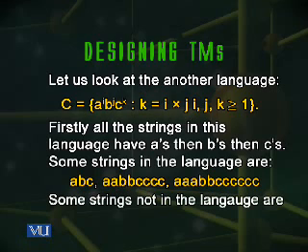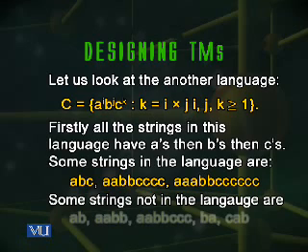We should also look at some examples of strings that are not in this language. Let's have a look. Some strings that are not in the language are AB. In this case, there are 0 C's, and there should have been 1 C because we saw 1 A and 1 B. 1 times 1 is 1, so we were expecting 1 C.